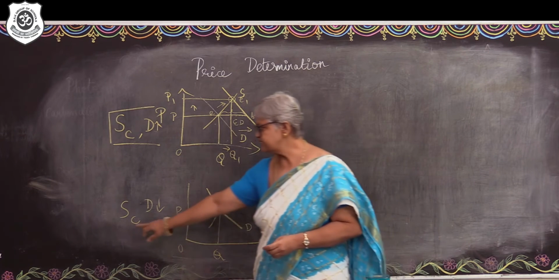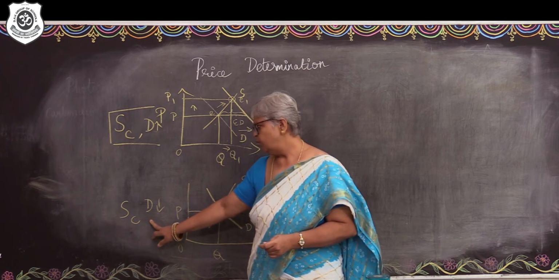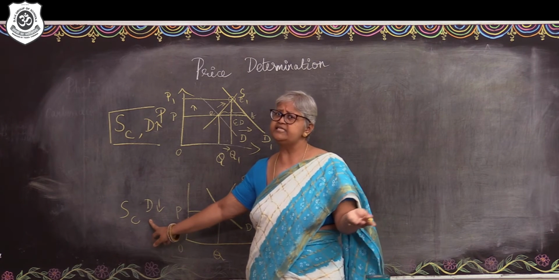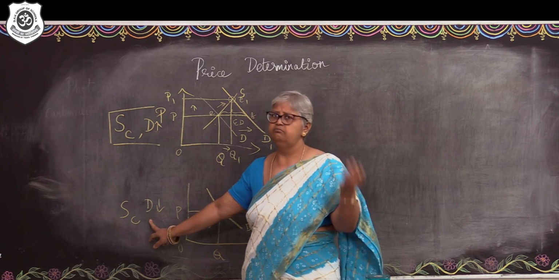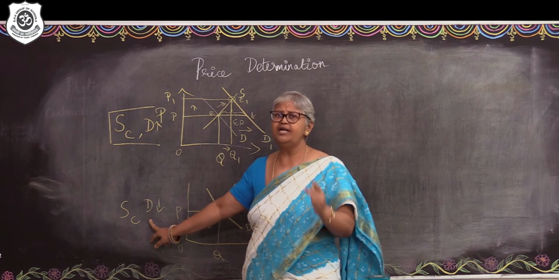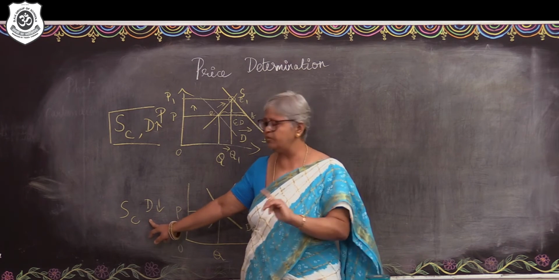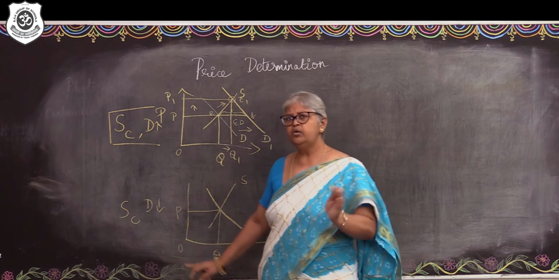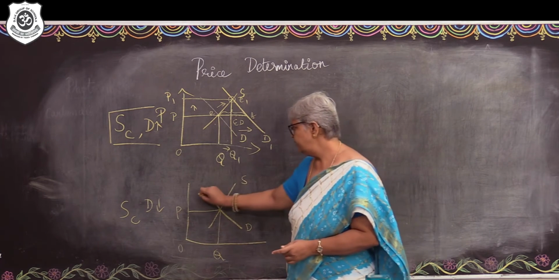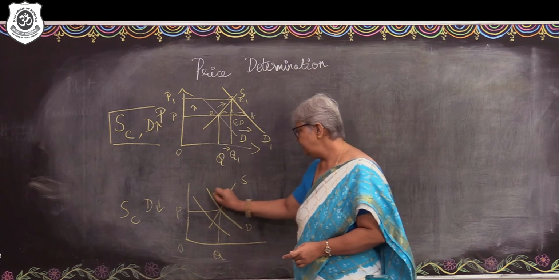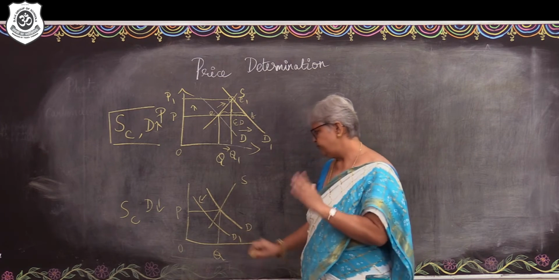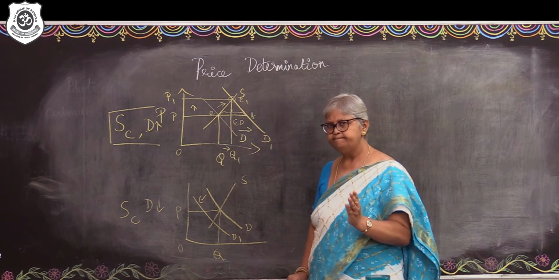Now, supply remaining constant, when the demand is going to fall, why would the demand fall? Probably there is a fall in the income, and as a result of fall in the income and reduction in the purchasing power, there could be a fall in the demand, isn't it? So there could be a leftward shift in the demand curve. So from D, the demand curve is going to shift to the left, right, to D1, right?